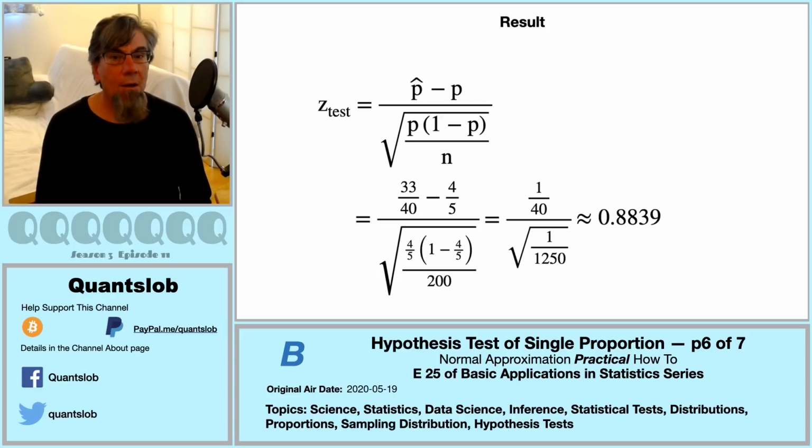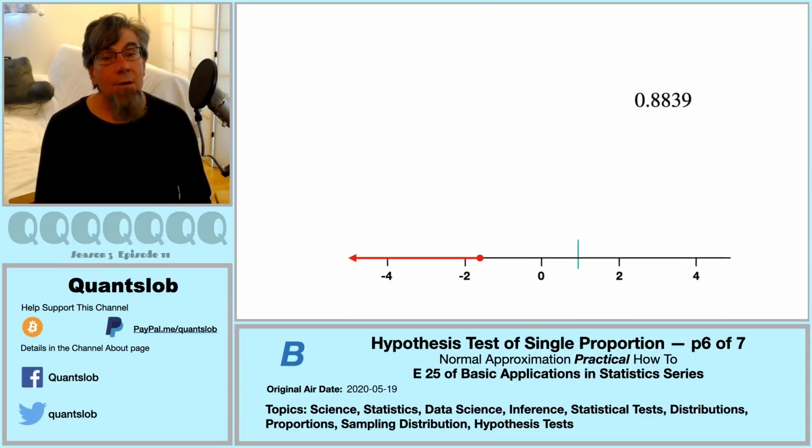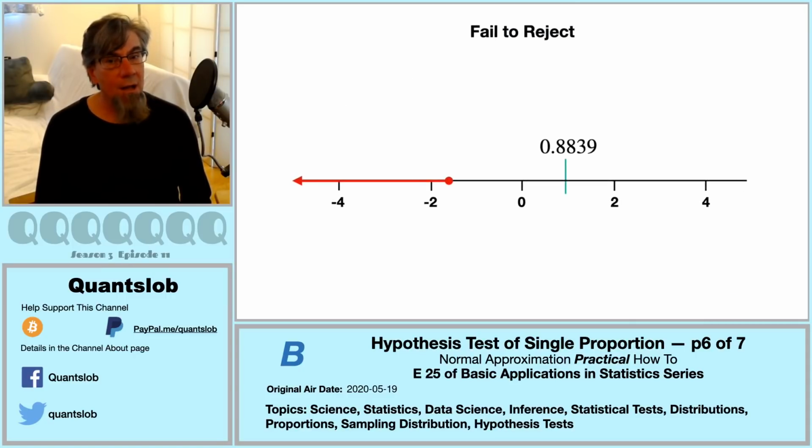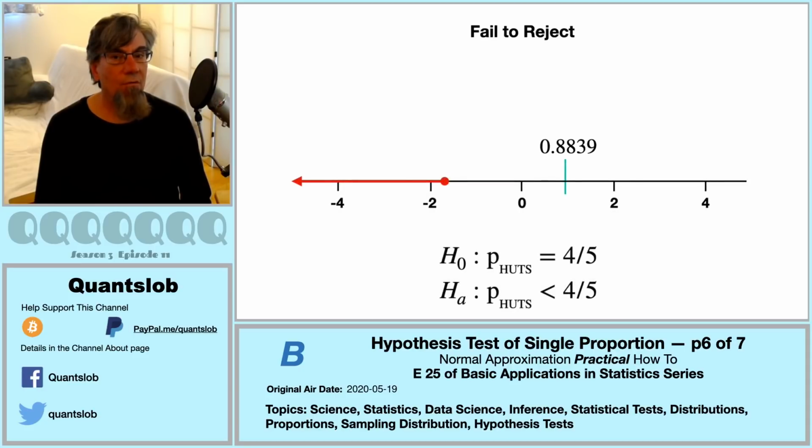So now we plug our hypothetical parameter value 4/5, our sample size 200, and our sample statistic 33/40 into our trusty equation and get something about 0.8839. Here, our test statistic does not land in the critical region, and we hence fail to reject the null hypothesis. That is, we do not conclude our bolt making machine is underperforming, or if you like, we do not conclude that our batch run is substandard.